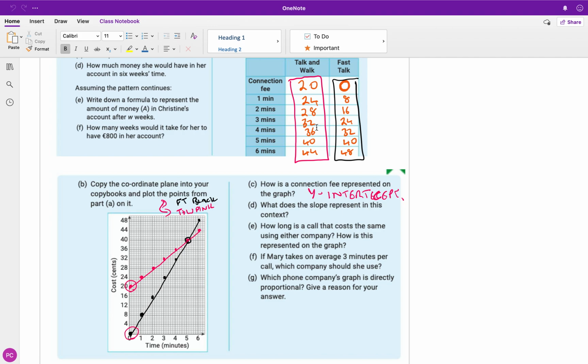The other line hasn't got that steep a slope. So basically, if I were to draw any line, that's really steep, that's not as steep, that's not steep at all. So the black line is much steeper than the other. And why is it steeper? It's steeper because of our table up here. So the steepness of the line represents the price of the call per minute.